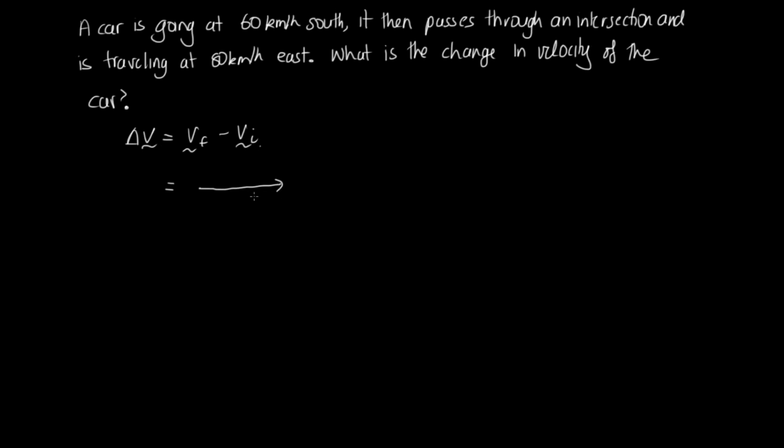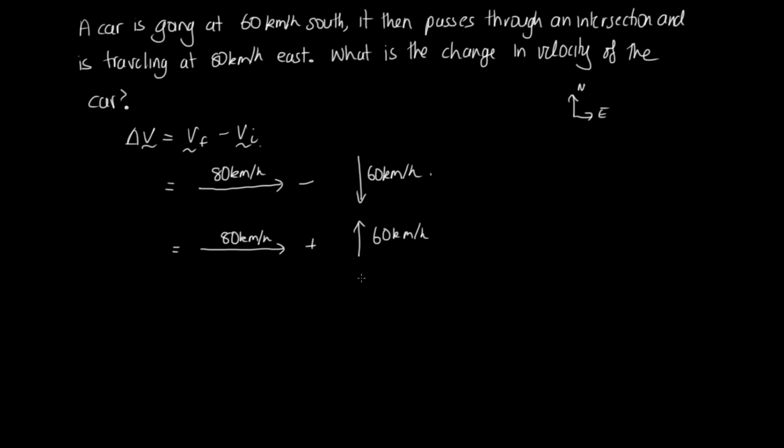So let's draw a vector to represent this. This is 80 kilometers per hour, and we've drawn it going east if we take this as north, east, south, west. And minus the initial velocity, initially it was traveling at 60 kilometers per hour south. So this is 60 kilometers per hour. So now what we're going to want to do is add a vector pointing in the opposite direction to this one. So we can do this as 80 kilometers per hour this way plus 60 kilometers per hour in the northerly direction, so in the opposite direction.